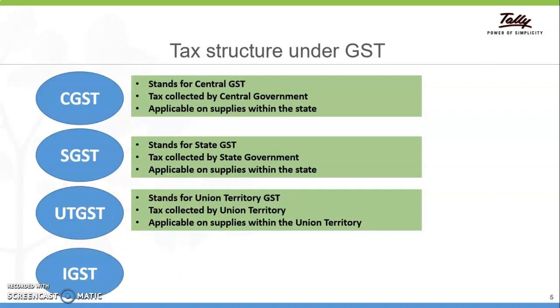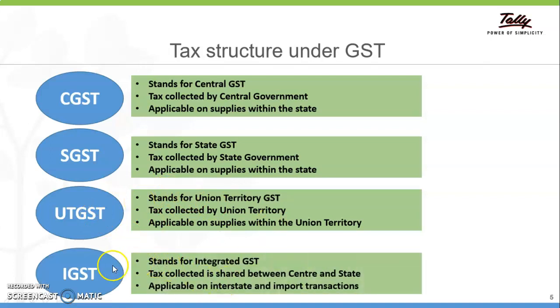Next, IGST. When is it applicable? IGST stands for Integrated GST. The tax collected is shared between the central and state governments, and it is applicable on interstate and import transactions. If you are doing interstate transactions like Andhra Pradesh to Karnataka, Andhra Pradesh to Tamil Nadu, or Telangana to Andhra Pradesh, two different states, we call it interstate supplies.